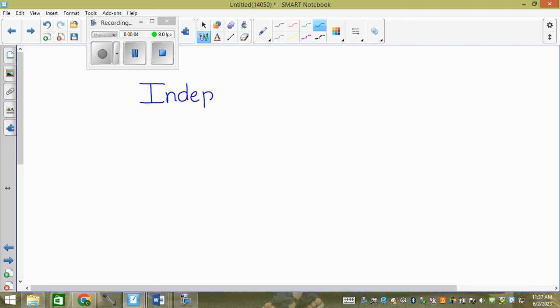Independent, write it out, and dependent events.